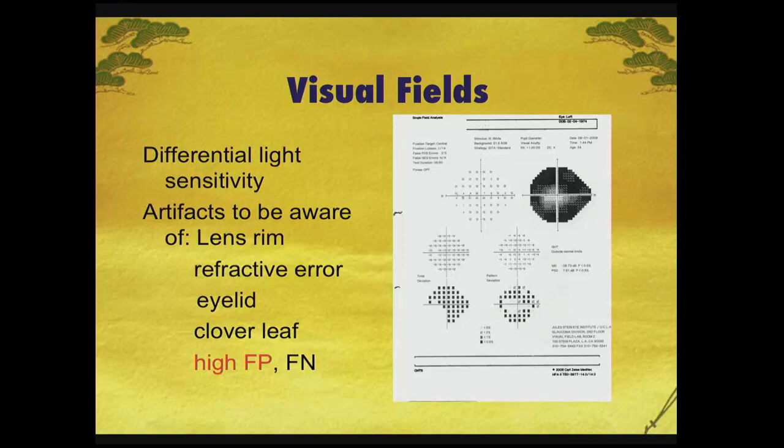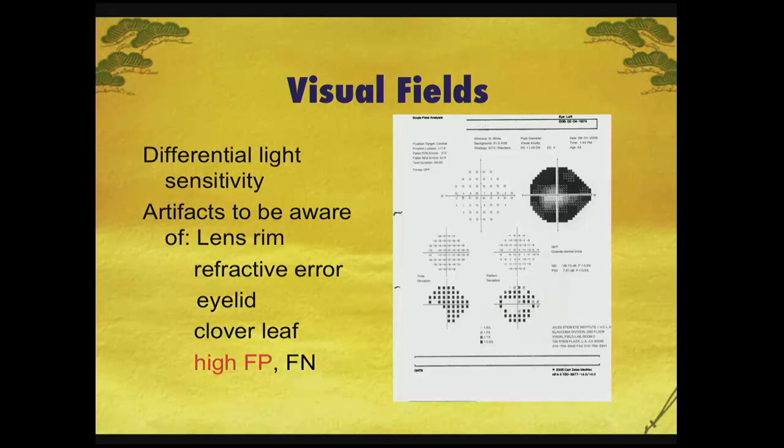High false positives are the biggest reason why you would really throw out a visual field. High false positives mean that the patient is just hitting the button no matter what's happening. Every time they hear a noise, they hit the button. So that is truly an unreliable field. You can really throw that one out.